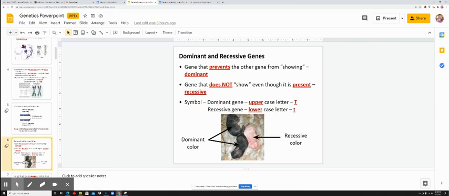How do scientists or biologists determine or write out genes? They write them in letters. The dominant gene is an uppercase letter, and a recessive gene is a lowercase letter.